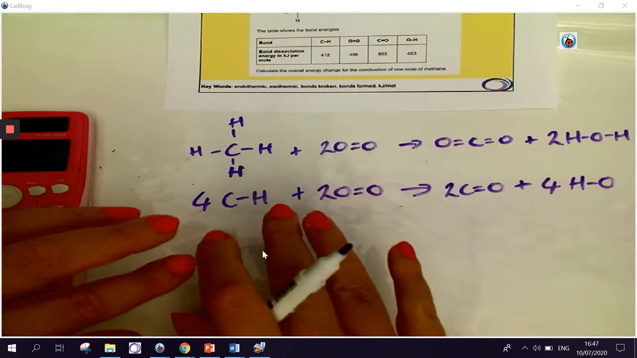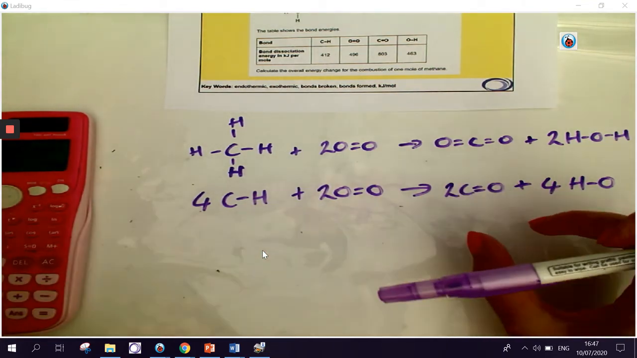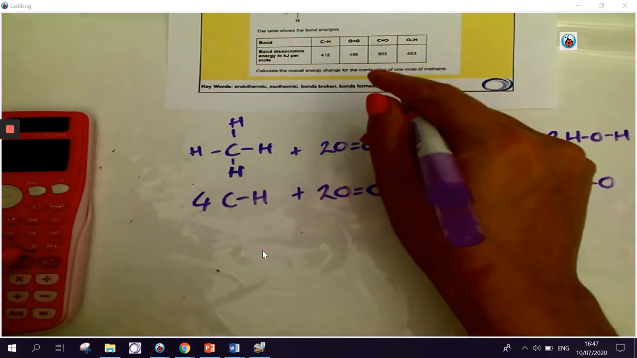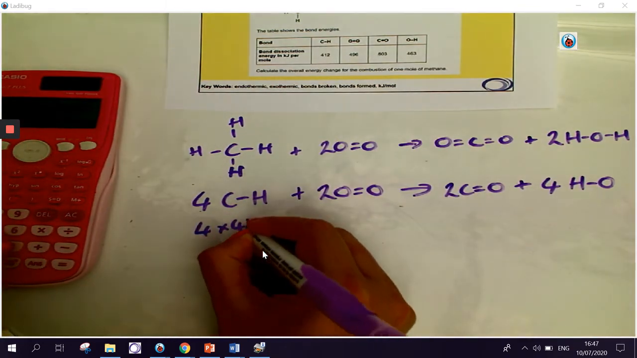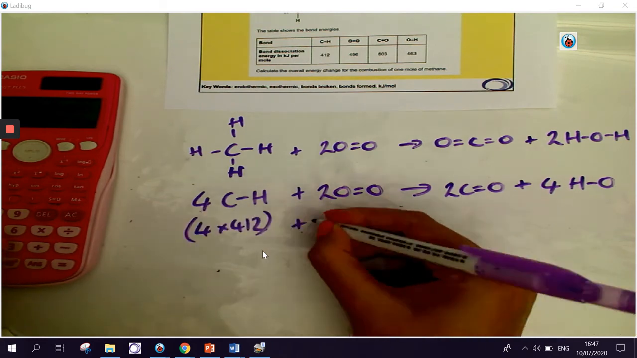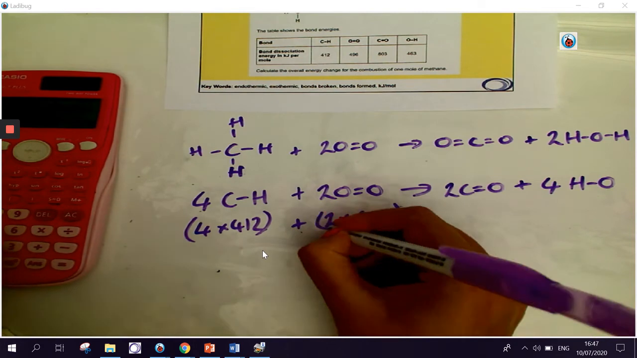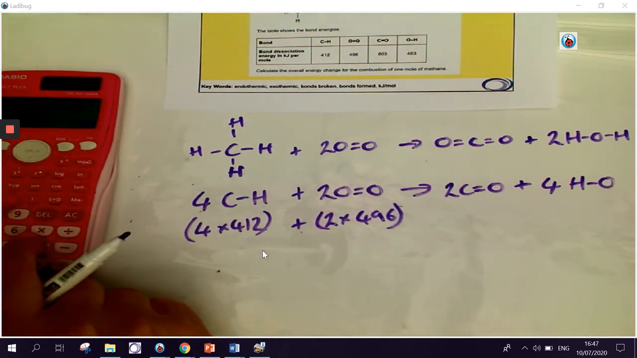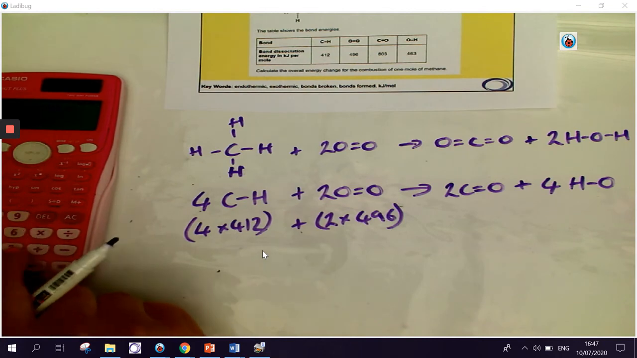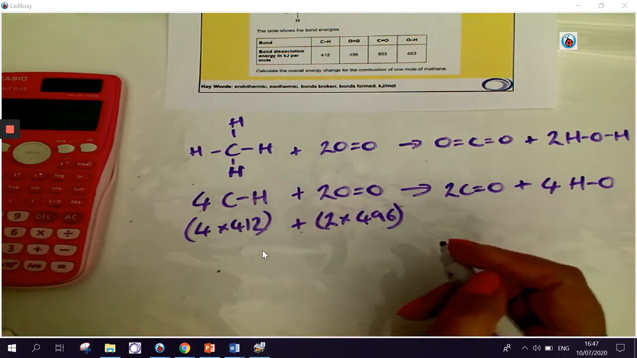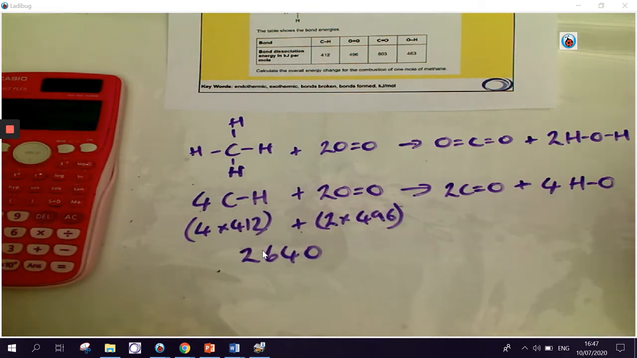So this is where the energy is going to be taken in, and this is the energy that's going to be released. If we use the numbers from the table, that's 4 times 412 added to 2 times 496, which means my reactants require 2,640 kilojoules per mole to break.